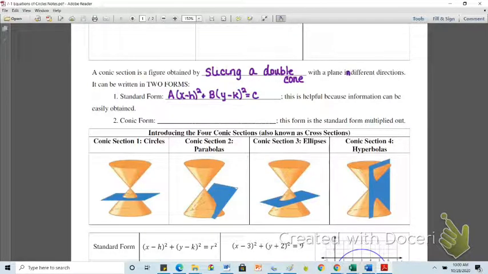When you're doing your assignment, they tend to give it to you in conic form, which is if I take my standard form and I multiply it out. And remember, my capital letters are just placeholders for any generic number.